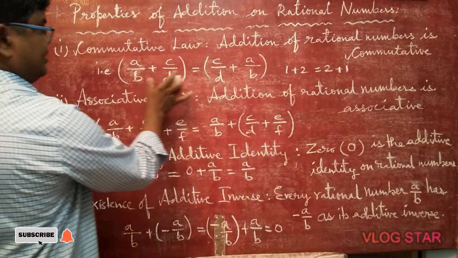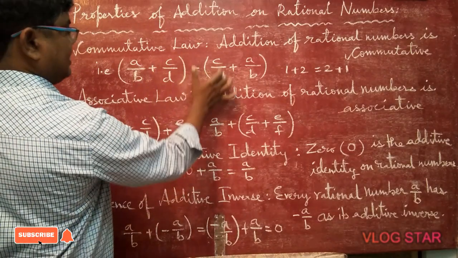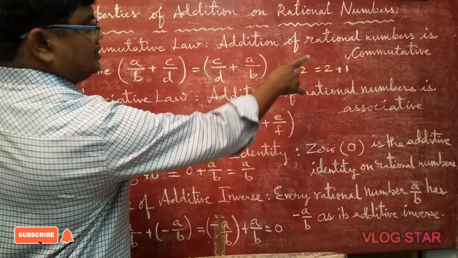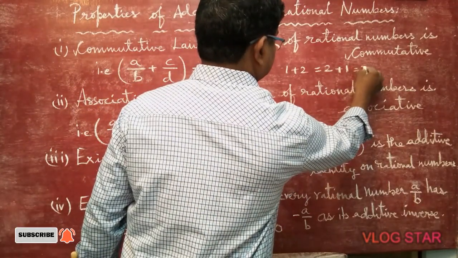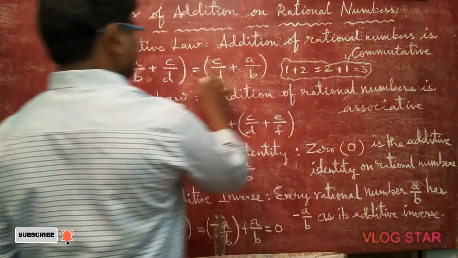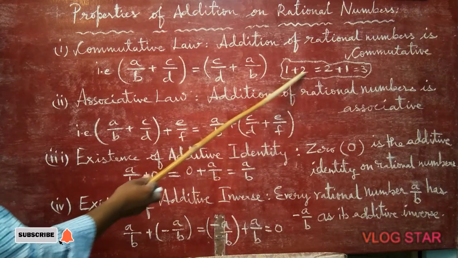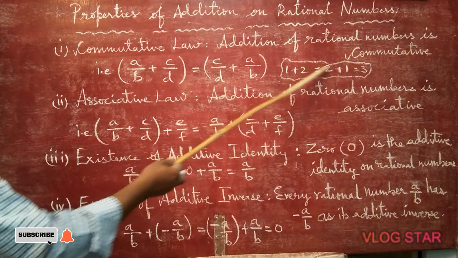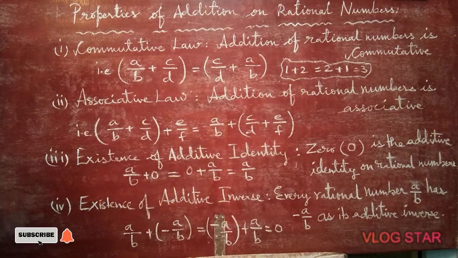So if you add a by b plus c by d or c by d plus a by b, you will get the same answer. It is equal to 3 only. Are you able to follow with the numbers? This is in general. When we do like this, we say it is the commutative property or commutative law. Addition of rational numbers is commutative.